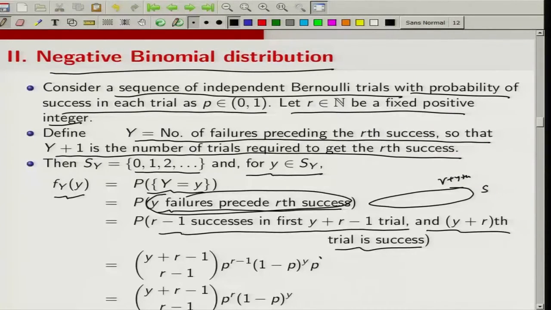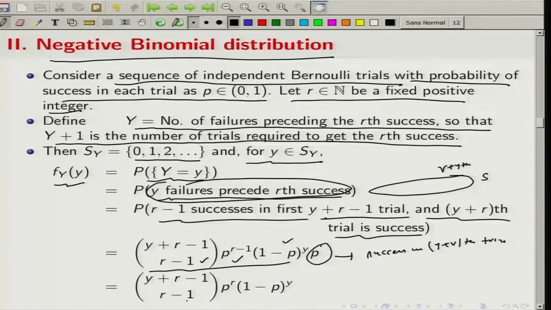Since trials are independent, the probability of obtaining success in the (r plus y)th trial is p, multiplied by the probability of getting r minus 1 successes in y plus r minus 1 trials. You have a sequence of Bernoulli trials, and I am saying you get r minus 1 successes in y plus r minus 1 Bernoulli trials. That is given by the binomial distribution. So that would be given by (y plus r minus 1 choose r minus 1), p to power r minus 1, (1 minus p) to power y plus r minus 1 minus (r minus 1), which is y. If you simplify this, it turns out to be (y plus r minus 1 choose r minus 1), p to power r, (1 minus p) to power y.